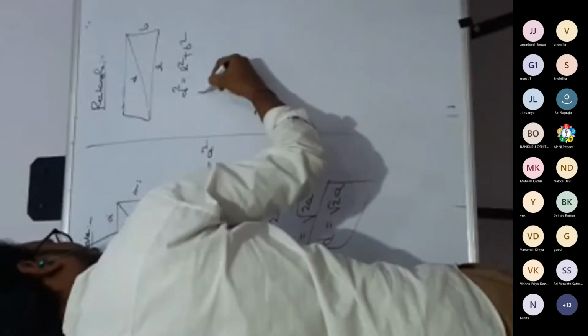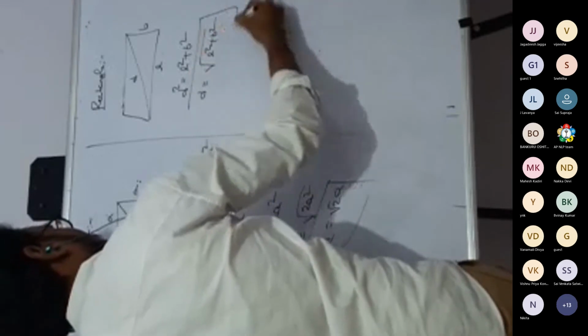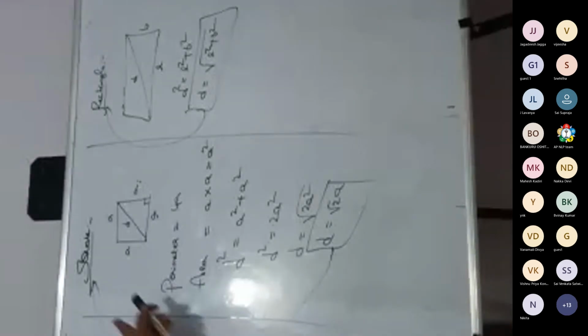This is length and breadth. D square is equal to L square plus B square. Therefore, D is equal to root over L square plus B square. This is the diagonal of the rectangle. This is the diagonal of the square. The diagonal of the square is A root 2 and the diagonal of the rectangle is root over L square plus B square.